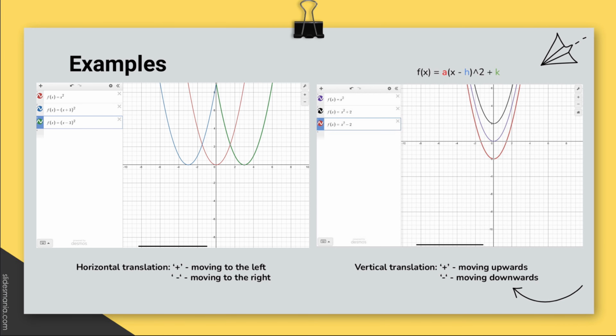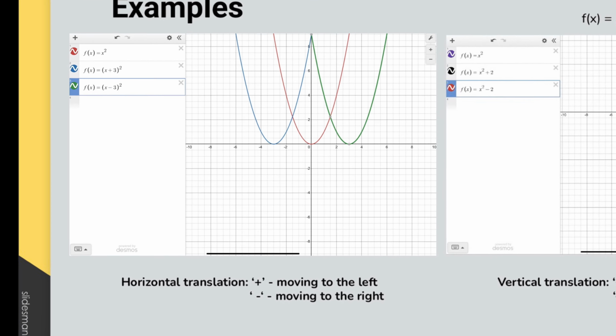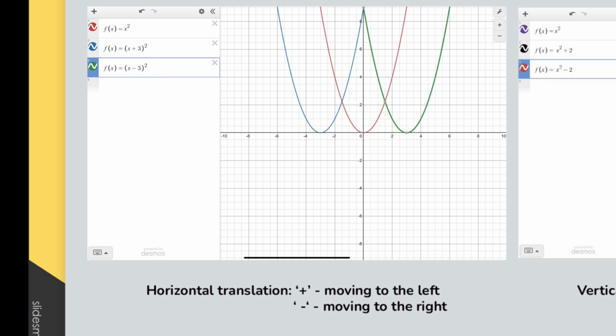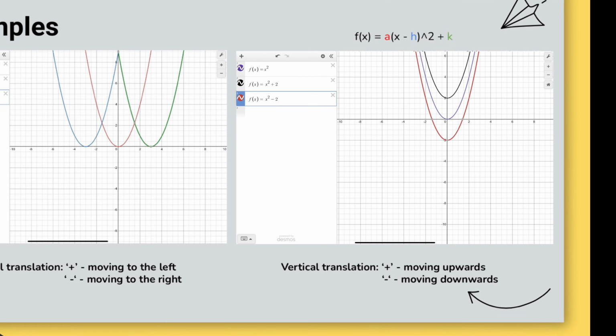Moving on to the examples, the first one is the horizontal translation. If it is positive, you move to the left, and if it's negative, you move to the right. For example, the blue line, which is (x + 3)^2, you move the line to the left by 3 steps, and the green line, which is (x - 3)^2, you move to the right by 3 steps. And the next one is the vertical translation.